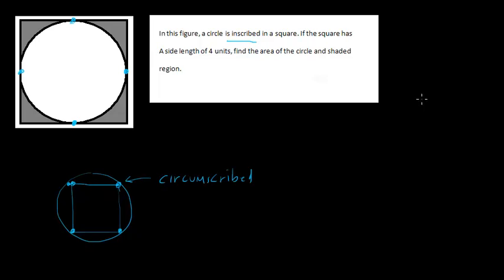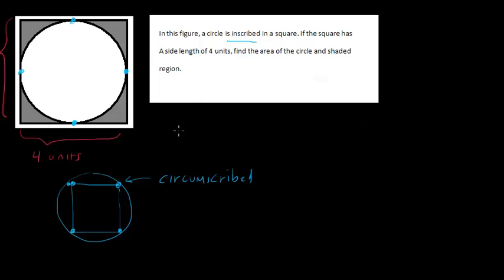All right. The square has a side length of 4 units, we're told. So that means the square on each side, here and every other side, of course, because all sides are the same, is 4 units. They want to know, find the area of the circle and the shaded region.